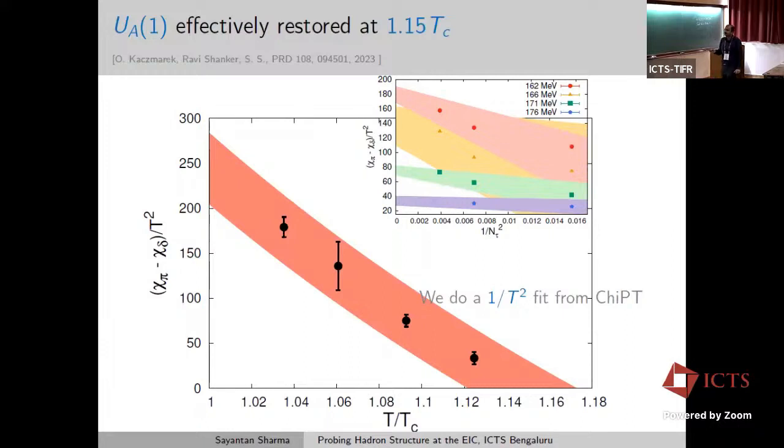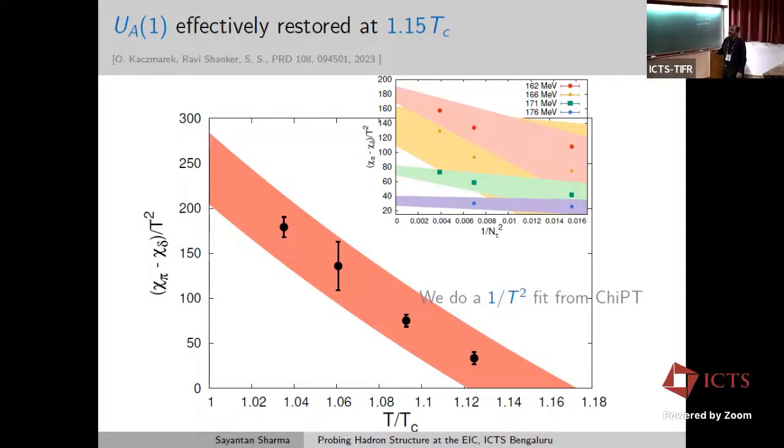Now, what happens to the UA1 breaking? So we again get back to the observable, which is the difference between the correlators of pion and delta. In this plot, we show these at different temperatures, for 3 different lattice spacings. We take the continuum extrapolation, and then from the intercept, we get these black points. Then we perform a 1 by T squared fit of these intercepts to see where the intercept goes to 0. When this intercept goes to 0, then this observable should go to 0, and then we can tell that UA1 is effectively restored, at least for these kinds of correlation functions.